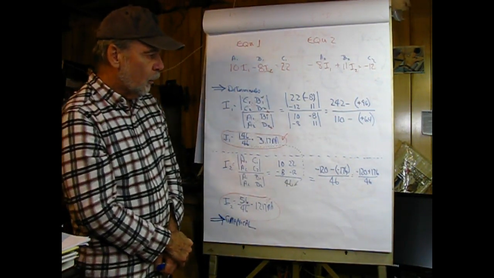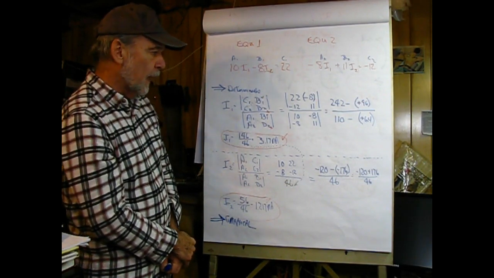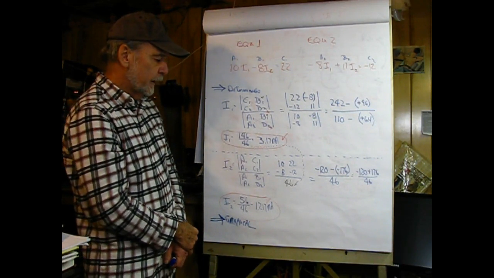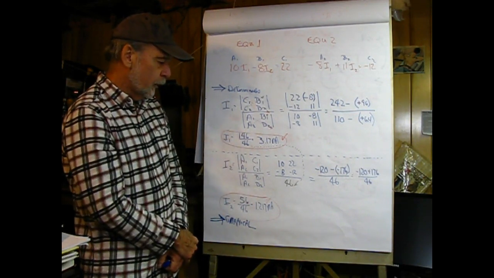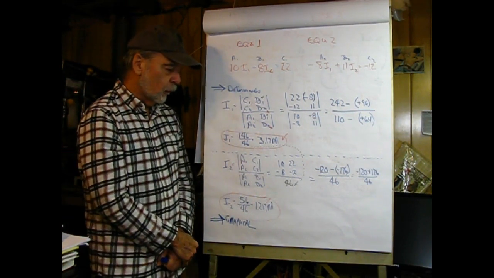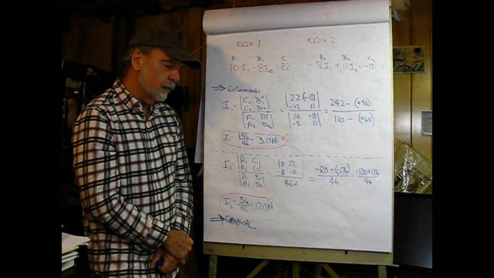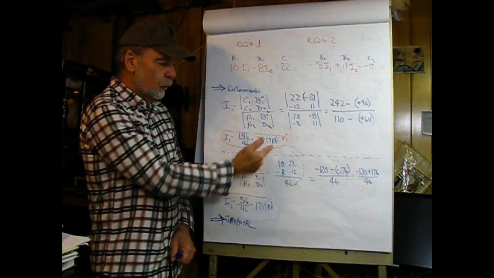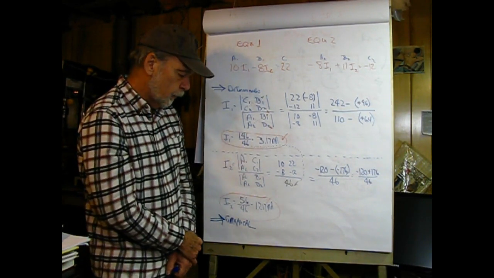So what we need to do is combine these, do the subtractions, and do the division, and that's going to equal 146 over 46, which produces a current flow I1, and this is a mesh current, not a physical current, of 3.17 milliamperes, which is the same as what we got before.